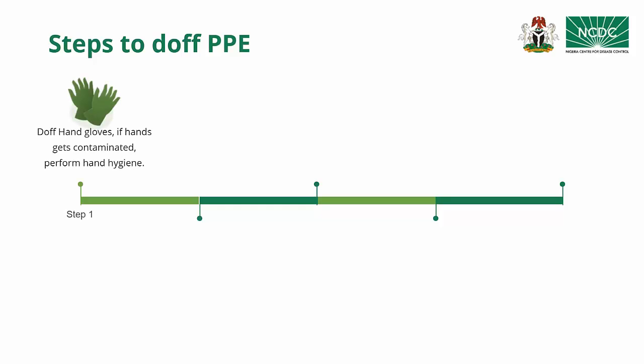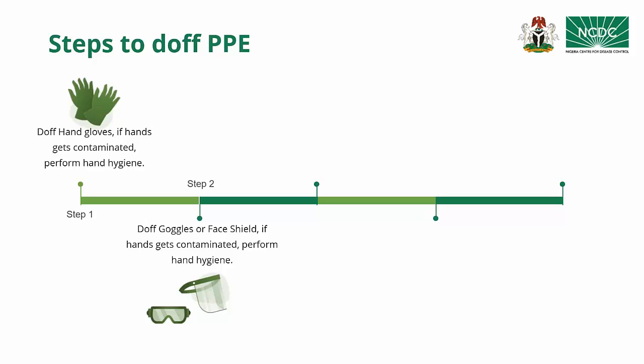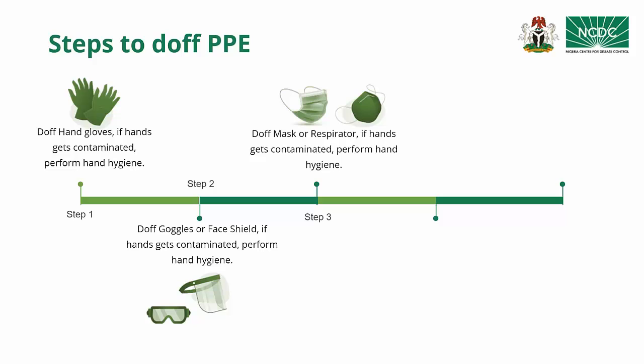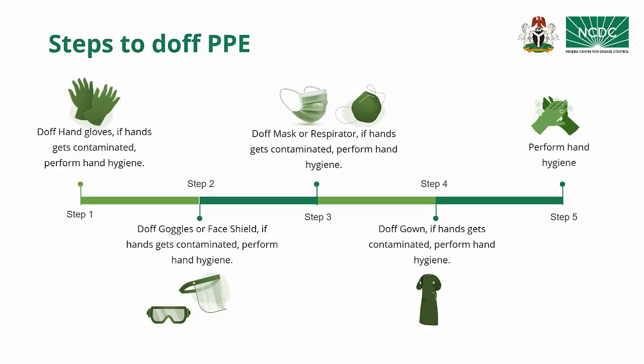The first step is to doff the hand gloves. The second step is to doff the goggles or face shield. The third step is to doff the mask or respirator. The fourth step is to doff the gown. And the last step is to perform hand hygiene. If your hands get contaminated in between any of these steps, immediately perform hand hygiene. A detailed process for doffing each of these items will be presented next.